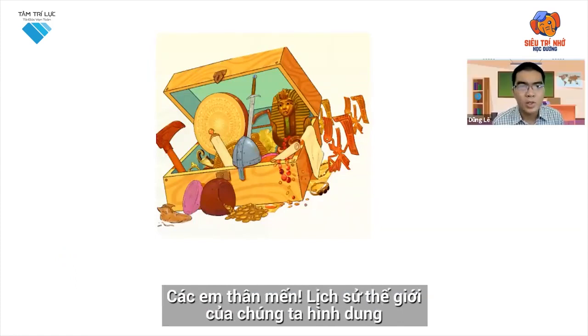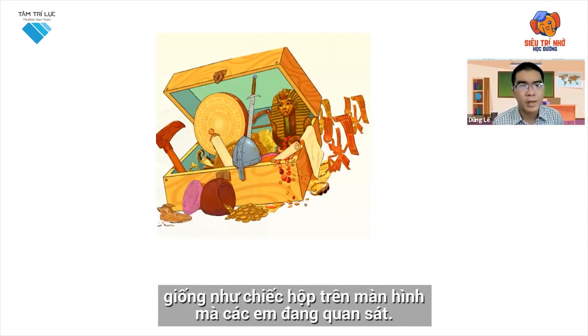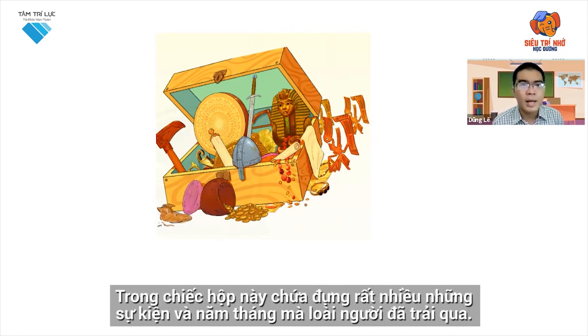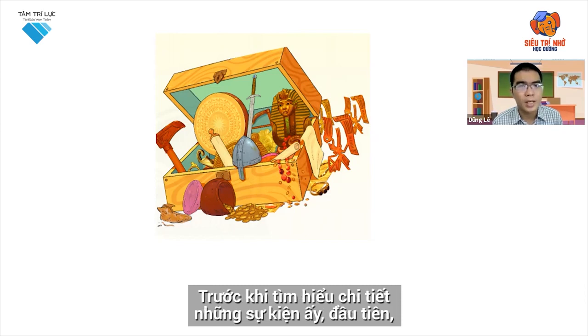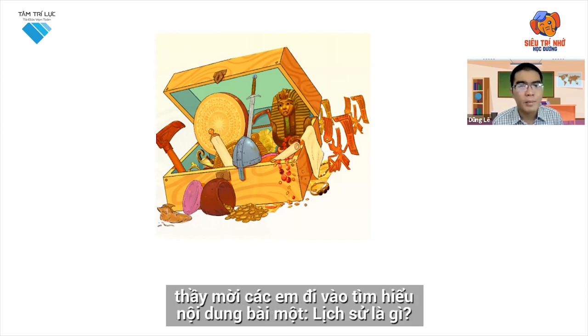World history can be visualized as the chest on the screen you are looking at. This box contains many events and years that humankind has been through. Each item in the chest has its own historic story. Before going into the details of those events, first, let's learn the content of Lesson 1.